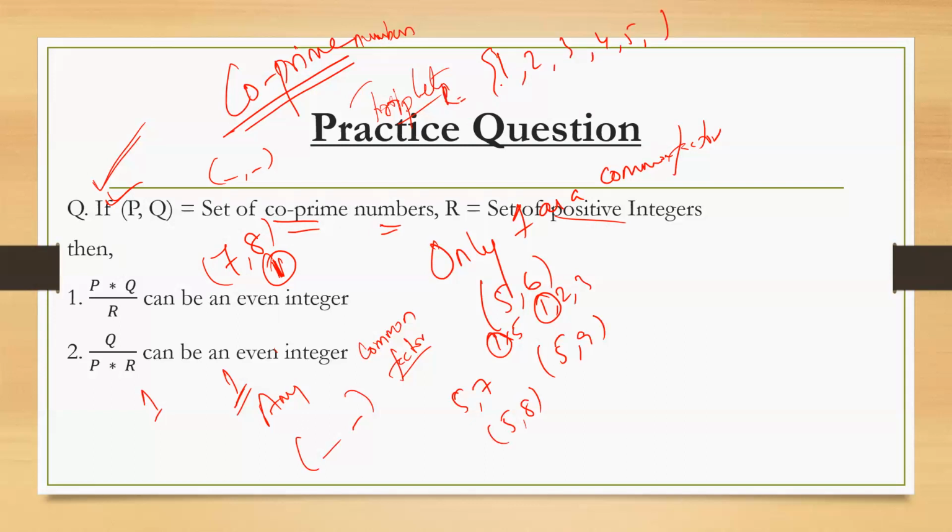Okay, Pratisha is saying 1 only. Nitish is saying both are wrong. Okay. What about others?